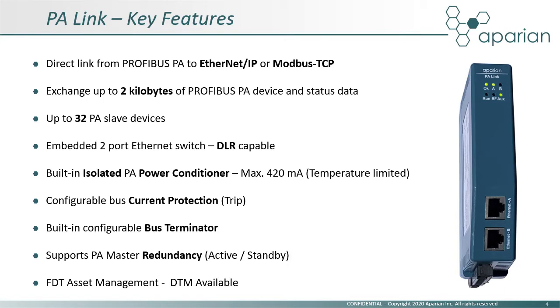The onboard bus terminator and power conditioner are both enabled via software. The PA-Link can operate as a standalone master or in a redundant master configuration. In a redundant configuration, the standby module will automatically take over from the previously active master in the event of a power failure or Ethernet connection failure. The changeover is bumpless and the PA device operation is uninterrupted. The PA-Link supports asset management through the use of FDT-DTM technology.